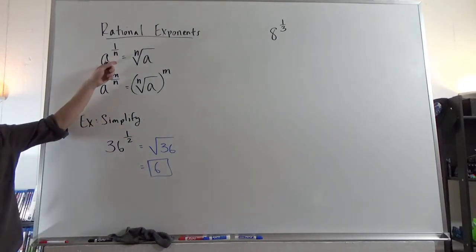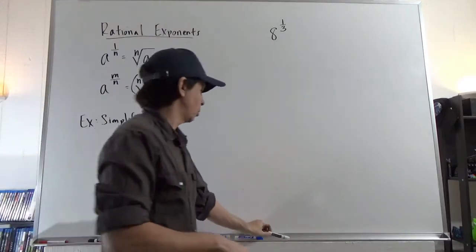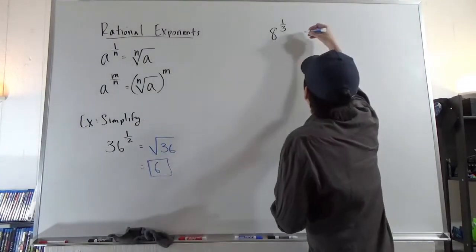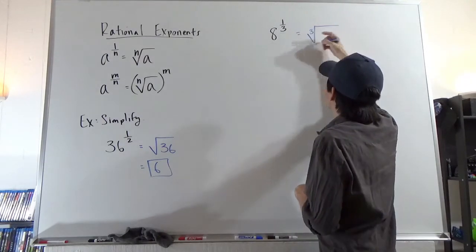Still 1 over n. So we're going to apply that first rule. A radical. The index is 3.